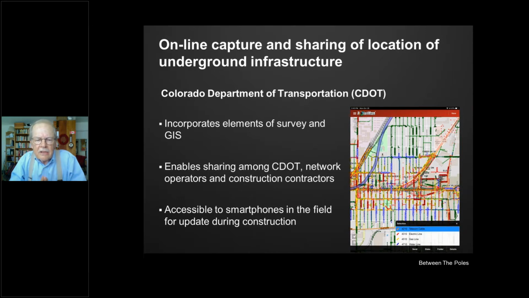The data is then accessible to smartphones in the field and can actually be used to update incorrect data from the field. So this is a really interesting thing. I've only mentioned Colorado here. There's something similar in Montana, and I've mentioned also the fact that in the UK, the Ordnance Survey has developed a system very similar to this.